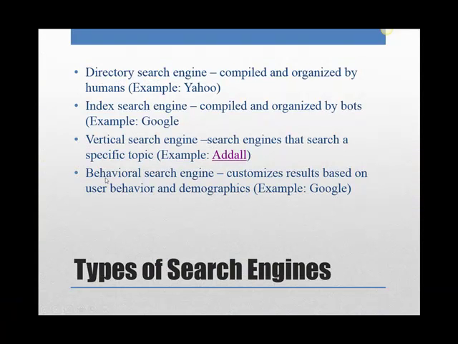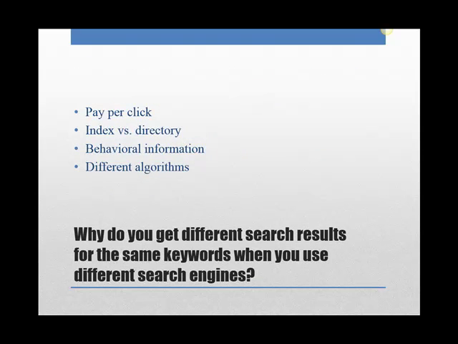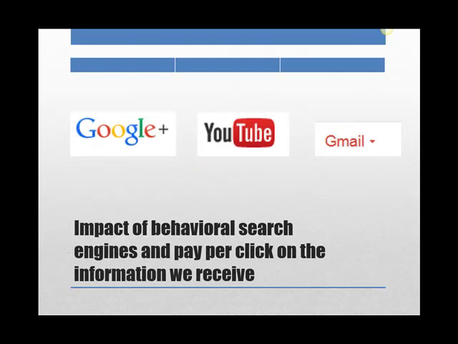There are also behavioral search engines. These are search engines that customize the results based on user behavior and demographics. So the user behavior they gather through cookies. How do they get your demographics or the information about you in terms of race, sex, age, where you live? Well, we'll get to that as well. One of the ways that behavioral search engines get the information that they need in order to filter your search results is through tracking your behavior.